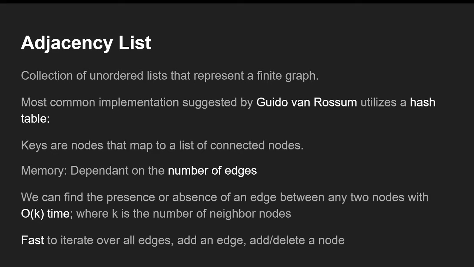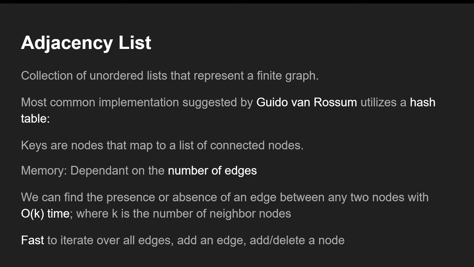Most adjacency lists use a hash table, and in Python that's a dictionary. If you remember from 2-3 weeks ago, a hash table is where a key points to a value. Specifically for an adjacency list, these keys will be nodes, and these nodes will map to a list of connected nodes. The way I like to think of it is that each key is a node which maps to the adjacent or directly connected nodes.